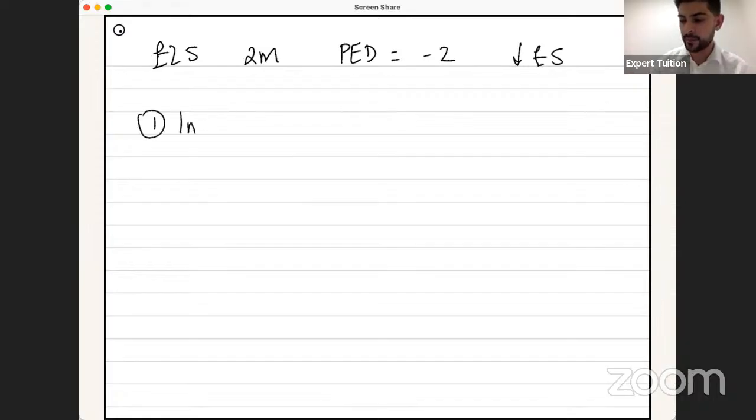So initial TR. Well, do you guys agree that in order for me to calculate any firm's revenue, the amount of money that a firm makes, there are 2 things I need to know.